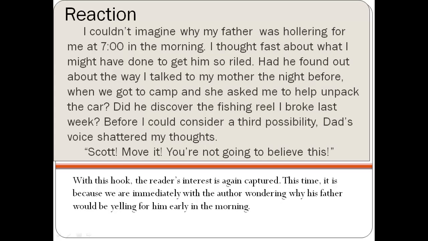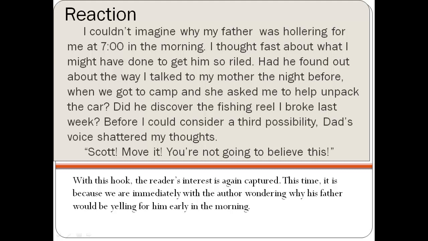I couldn't imagine why my father was hollering for me at 7 in the morning. I thought fast about what I might have done to get him so riled. Had he found out about the way I talked to Mom the night before when we got to camp and she asked me to help unpack the car? Did he discover the fishing reel I broke last week before I could consider a third possibility? Dad's voice shattered my thoughts. "Scott, move it! You're not going to believe this!"